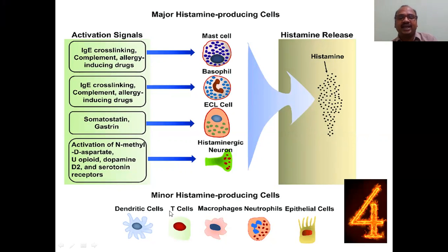And the minor histamine-releasing cells are T cells, dendritic cells, macrophages, neutrophils, epithelial cells. Minorly, very small. Four cells, keep them in your mind.